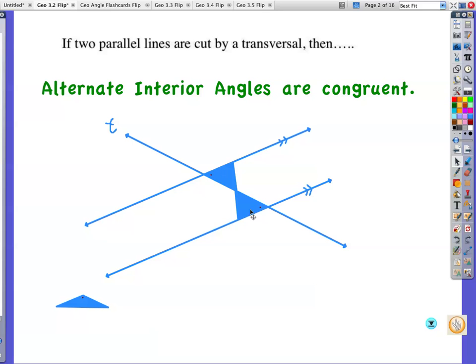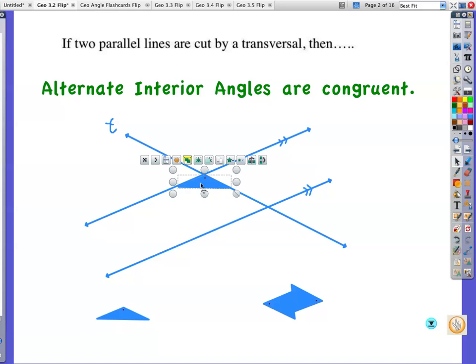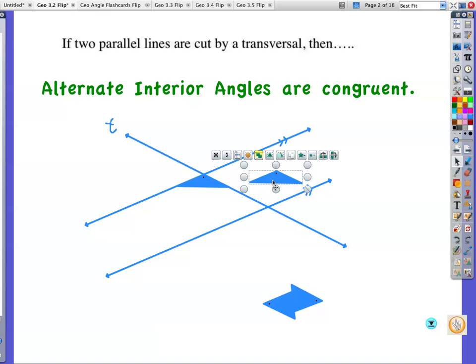It also works the other direction as well. Let's just say you pick this as your alternate interior angle, and then you want to compare it with this. So if I make a copy, which is exactly the same as the one I have, and I put it in there just so. Let me flip this around.